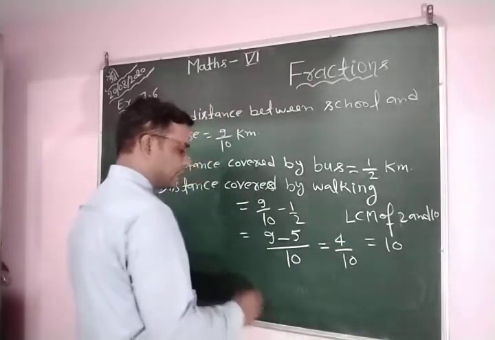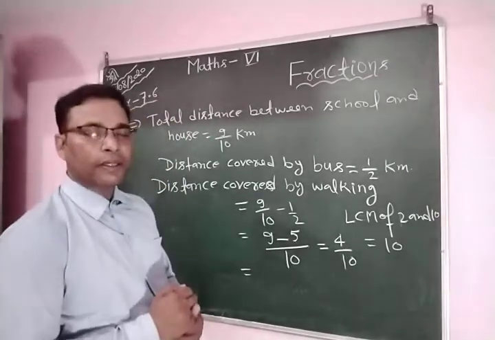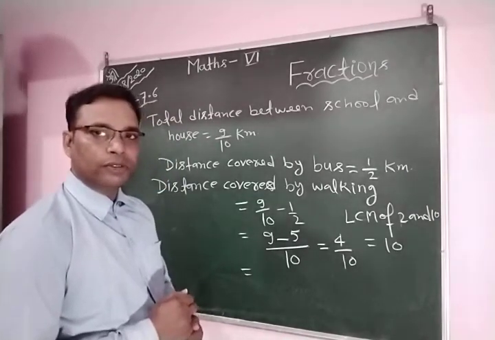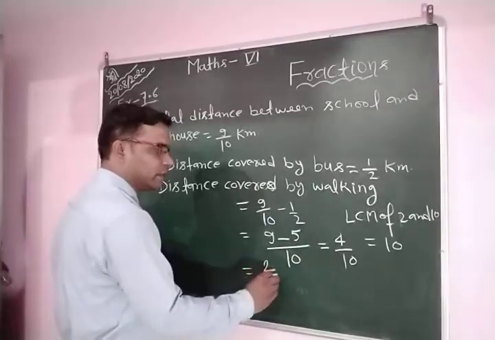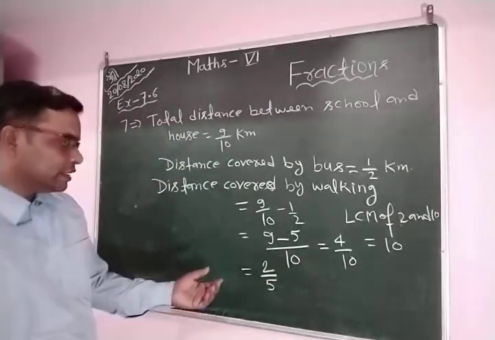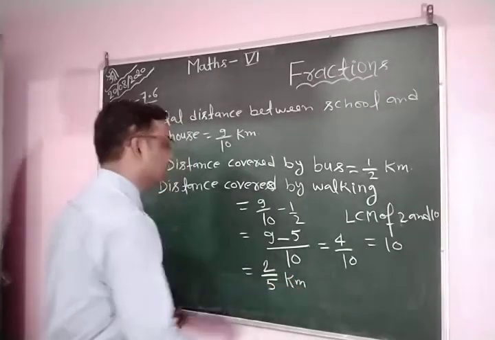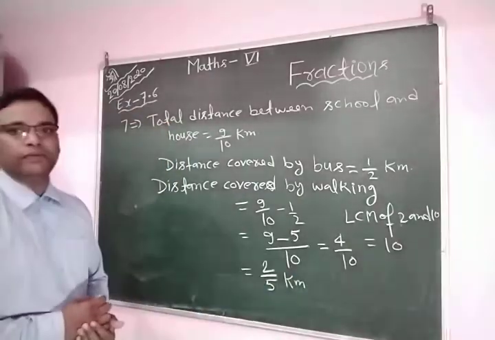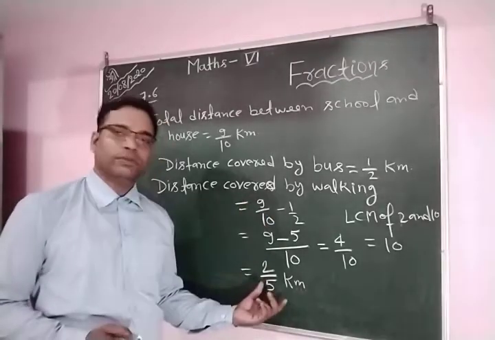Or also you can simplify it if you divide numerator and denominator by 2, then you simplify it. So 2 twos are 4, 2 twos are 4, 2 fives are 10. So this distance 2 by 5 kilometer Nandini covered by walking. Okay, the distance covered by walking is 2 by 5 kilometer.